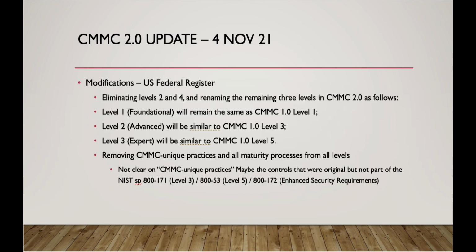Now, again, as far as the update goes, CMMC 2.0 for November 21 basically said this: they're eliminating levels 2 and 4, and they're renaming them to the 3 levels of 1, 2, and 3. And so level 1 would be foundational, level 2 would be advanced, and level 3 would be expert. So level 1 was similar to level 1 before. Level 2, the advanced, was similar to level 3, and level 3, which is expert, is now similar to level 5. So they just compressed everything.